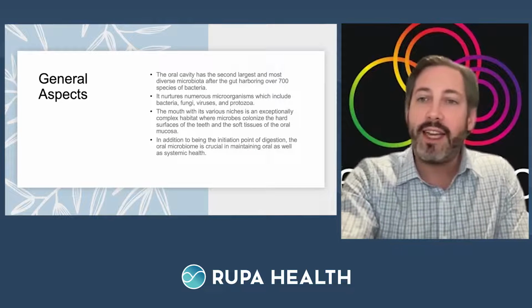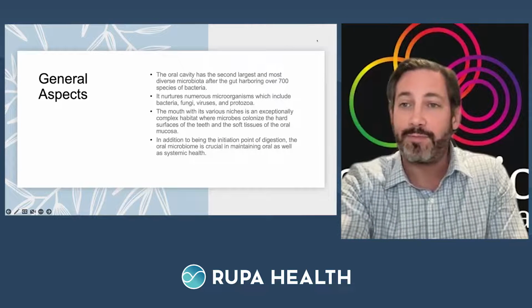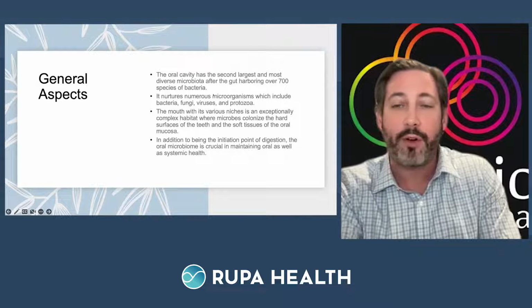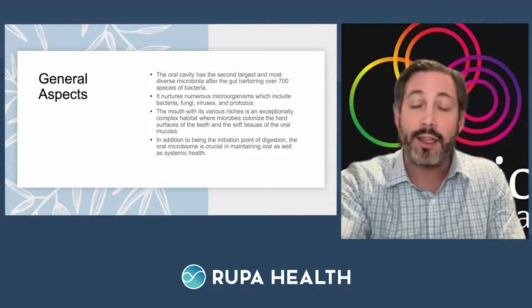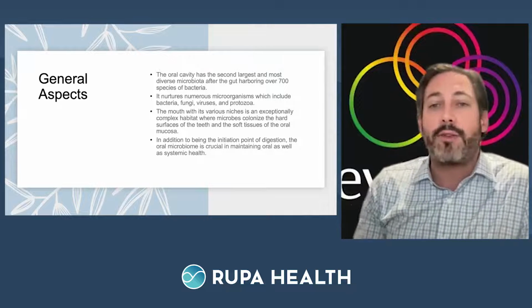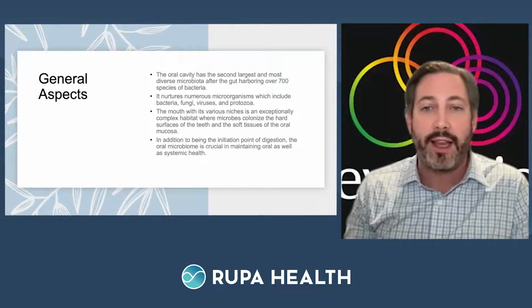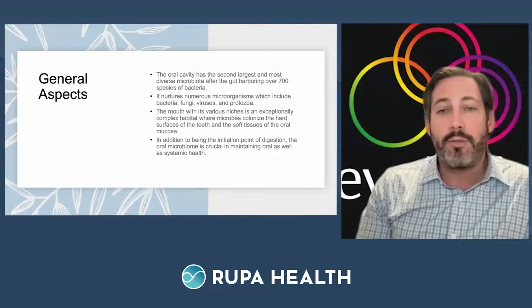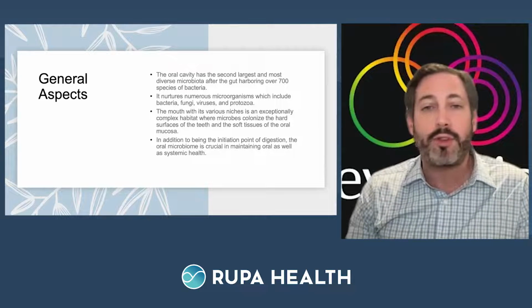The oral cavity is the second largest niche in diversity for the human microbiota, after, of course, the gut. The gut will be the most diverse. The mouth has more than 700 species of bacteria recognized there. It has a lot of types of microbes, including bacteria, fungi, viruses, and protozoa.